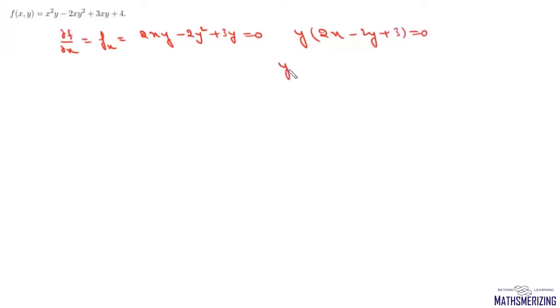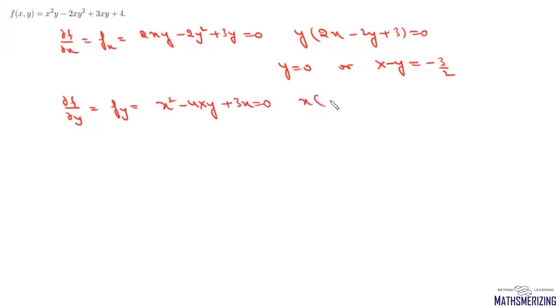So from this first condition, we'll get either y equals 0 or x minus y equals minus 3 by 2. Now we'll differentiate partially with respect to y. We'll find fy and it'll be x square minus 4xy plus 3x equals 0. We'll take x common. So it'll be x times (x minus 4y plus 3) equals 0. So we'll get the condition either x is 0 or x minus 4y is equal to minus 3.